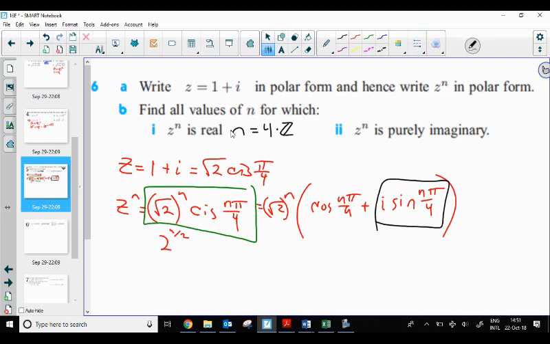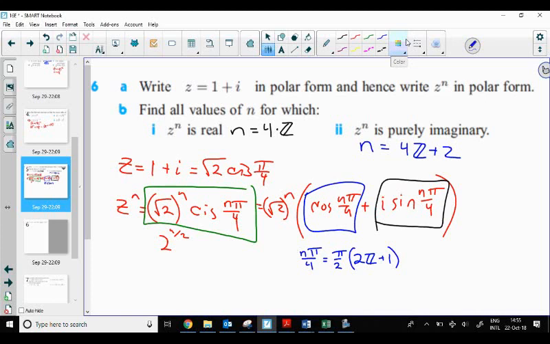For z to the n to be purely imaginary, similar idea, we need this term to be equal to 0. I know that cosine is equal to 0 at odd multiples of pi over 2. This one I think I should probably just write out. So n pi over 4 needs to be equal to pi over 2 multiplied by an odd integer. So that'll be 2 times some integer plus 1. And then just solve this for n. So in this case, we need n to be equal to a multiple of 4 plus 2. So anytime that n is an even integer, something interesting is going to happen in this case.